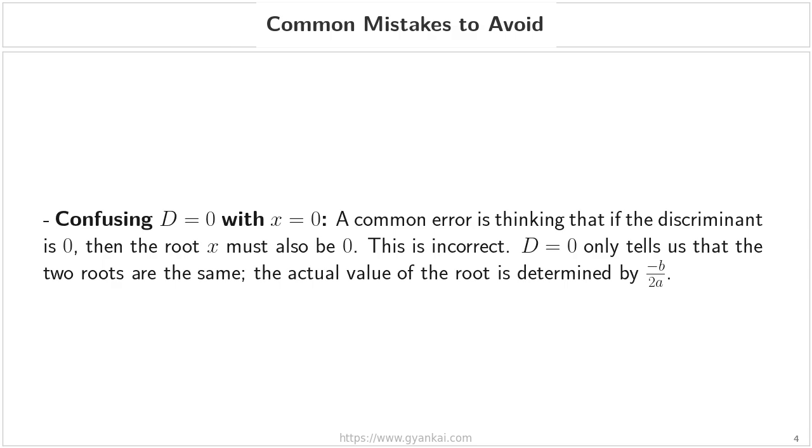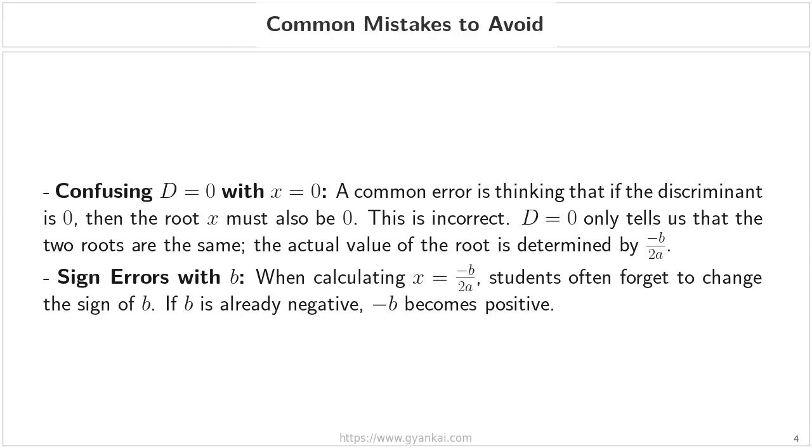Second, watch out for sign errors when dealing with the variable b. When you are calculating negative b over 2a, students frequently forget to flip the sign of b. It is crucial to remember that if b is already a negative number, then negative b becomes a positive value.